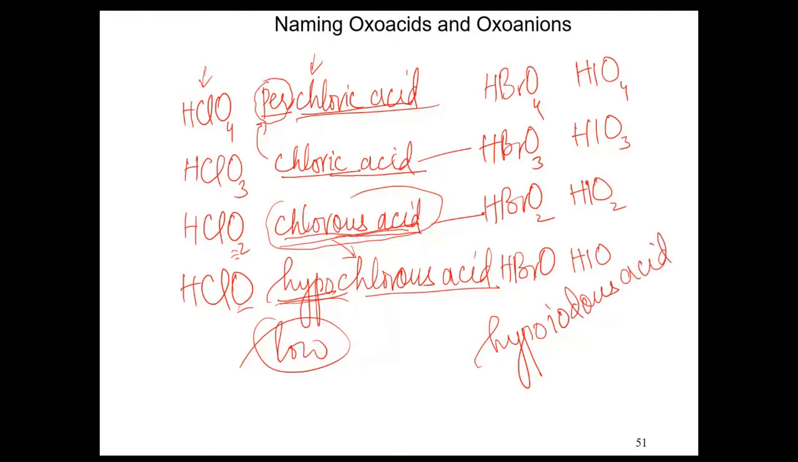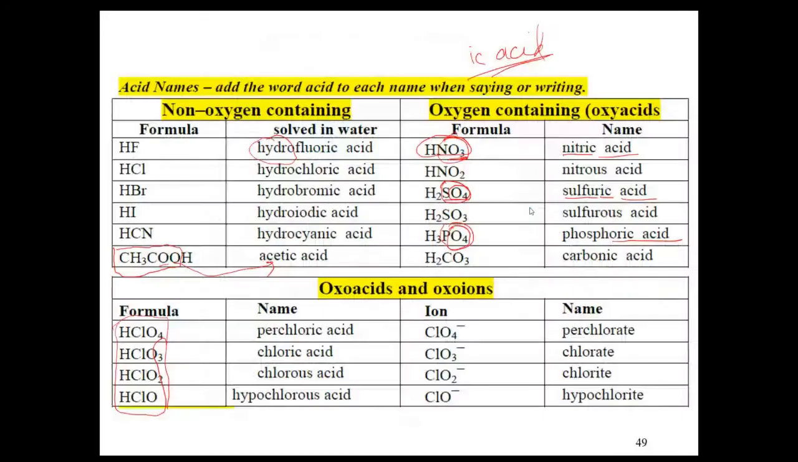It means you can easily write names of these elements. Clear this one? Okay, students, now come to the second part of this table. Now these are ions. When you remove hydrogen from these acids, it becomes an ion. It becomes ClO4 minus, ClO3 minus, ClO2 minus, ClO minus. Now how to write their names?